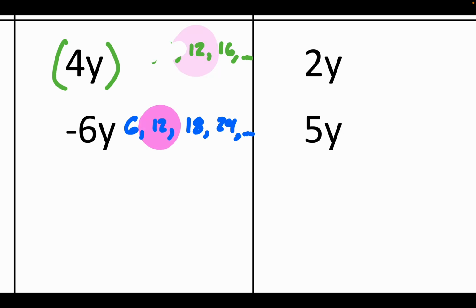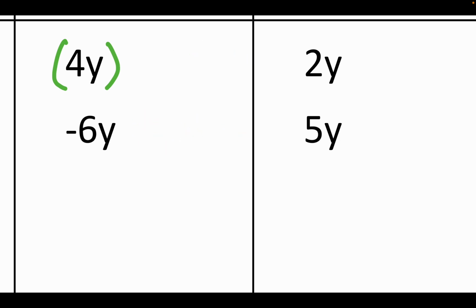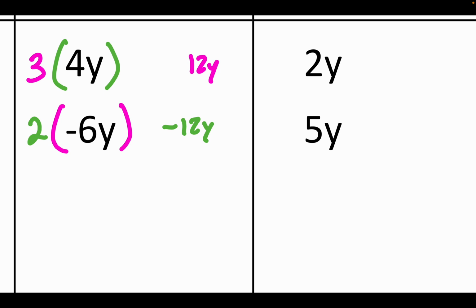So once we find that common number, we're going to change both of them into that chosen number. To get a 4y to become a 12y, we just need to multiply by 3. And to get the -6y to become a -12y, we just need to multiply the bottom one by 2.